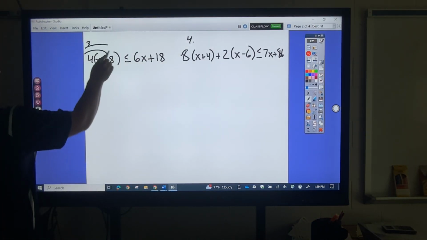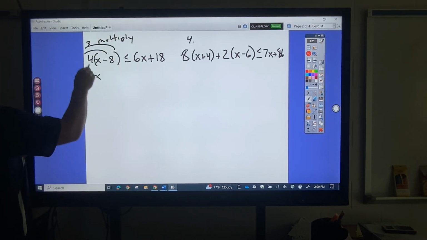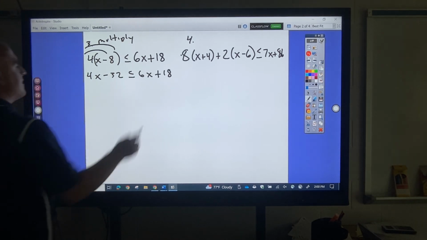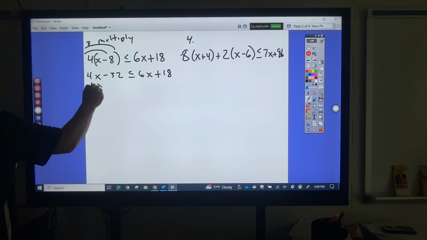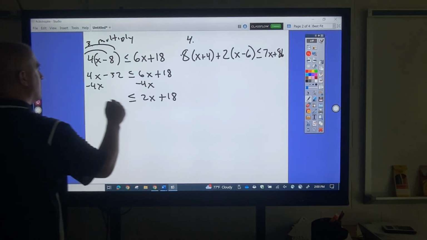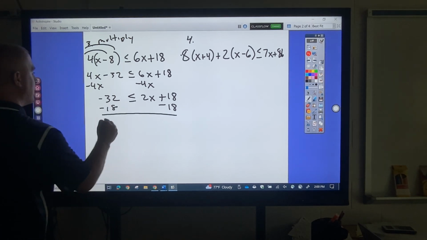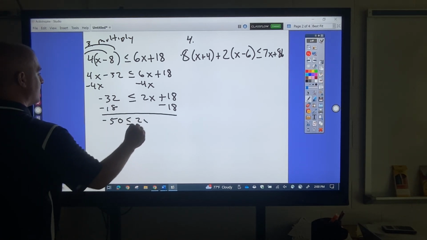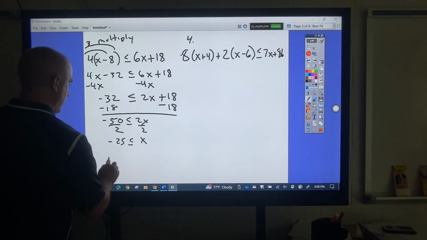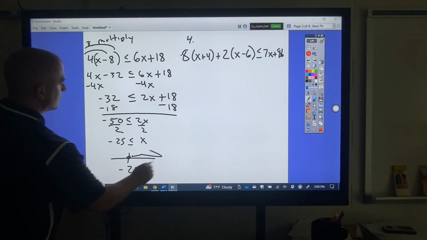I have to distribute that. Let's multiply. Okay, 4 times x is 4x. 4 times that's negative 32. Okay, now I got variables on both sides, so I want to subtract 4x. That's 2x plus 18. Negative 32. Subtract 18. That's negative 50. And then divide by 2. I get x is greater than or equal to negative 25. Okay? Negative 25, filled in circle, it's eating the x, so shade right.